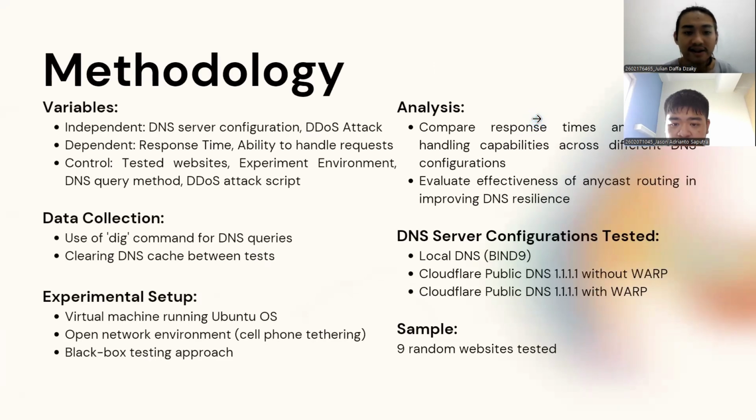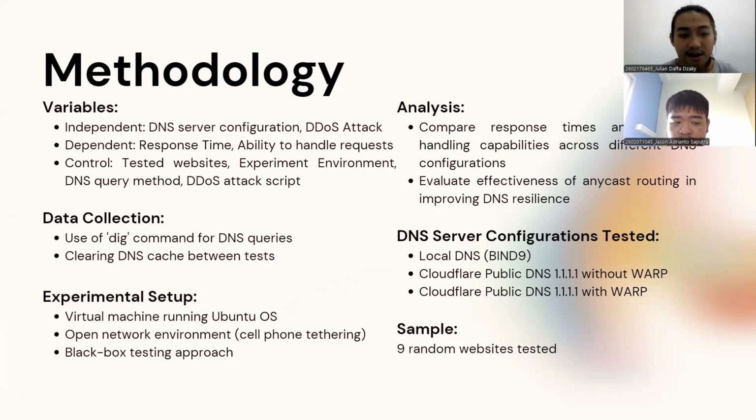To answer these questions, we designed an experiment with the following components. Variables: the independent variables are the DNS server configuration and the DDoS attack. The dependent variable is response time and ability to handle requests. The control variables are the tested website, experiment environment, DNS query methods, and DDoS attack space. We use a black box testing approach, focusing on external behavior without analyzing internal architecture code.